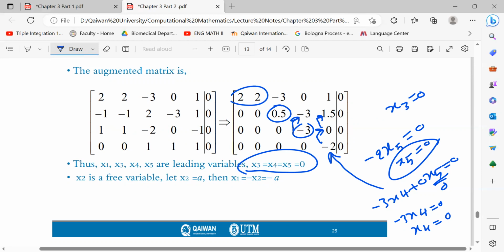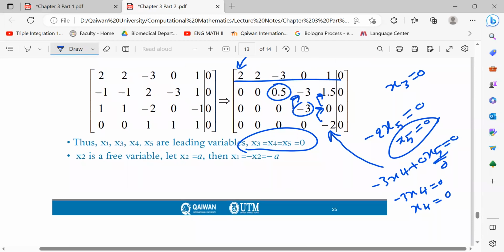How about x1 and x2? x1 is the leading variable, and x2 is a free variable. We studied this before. We just replaced the free variables by a value, by a parameter. We let x2 be a. How about x1? How to get x1? We replace.